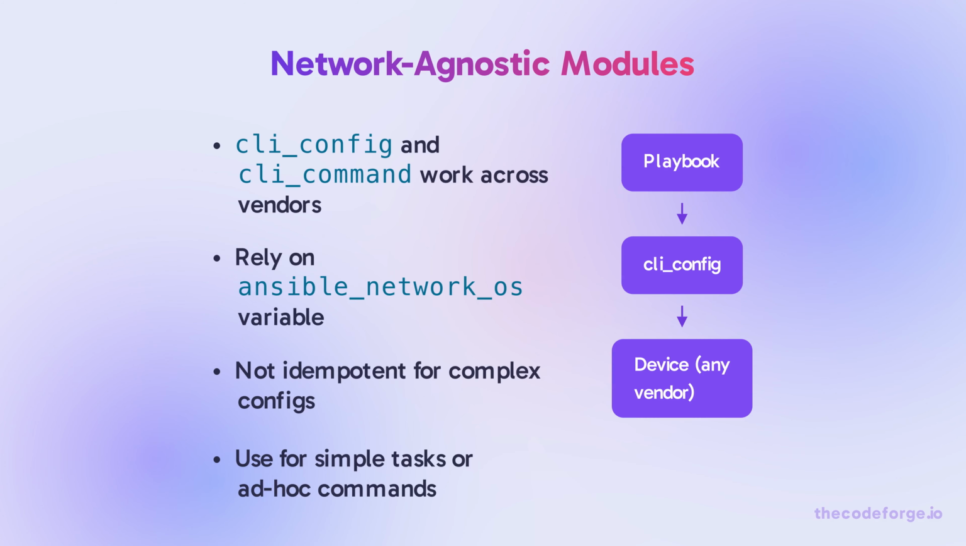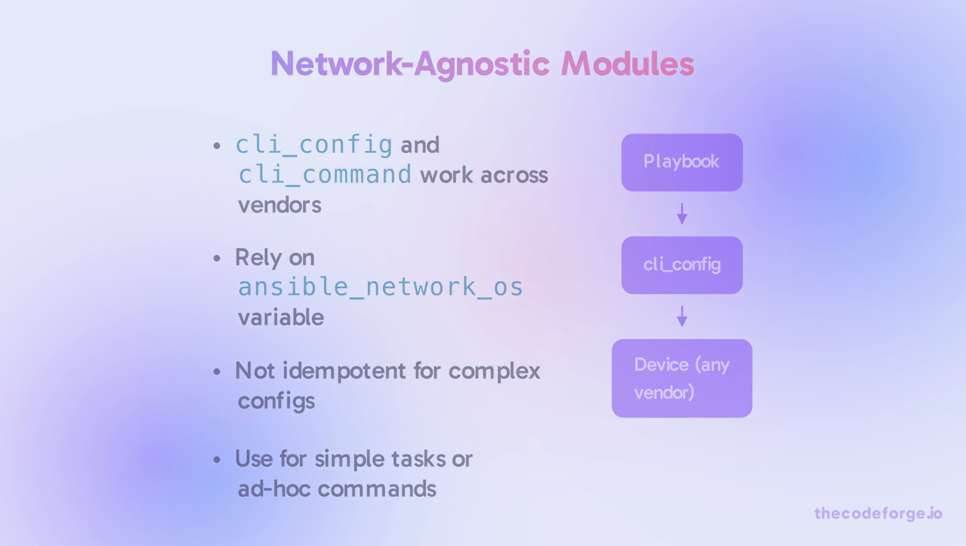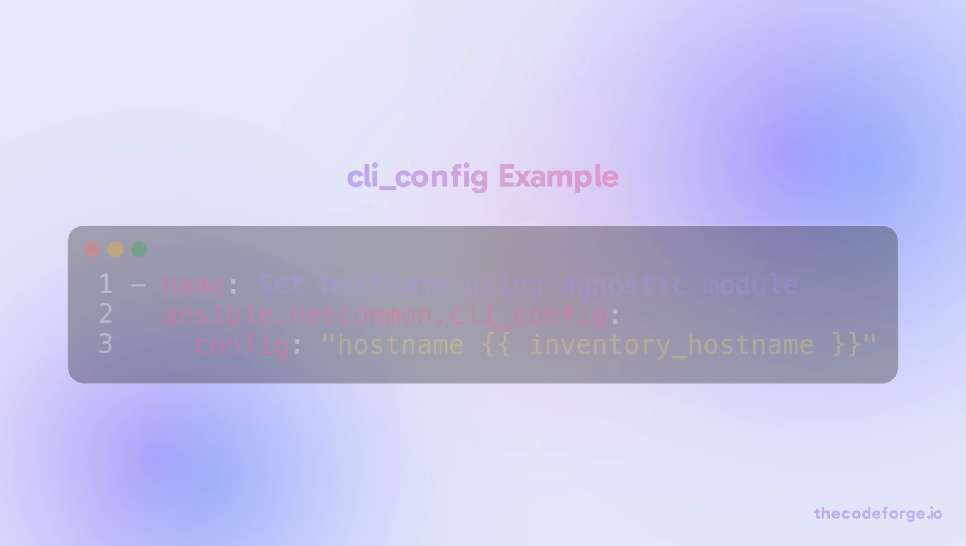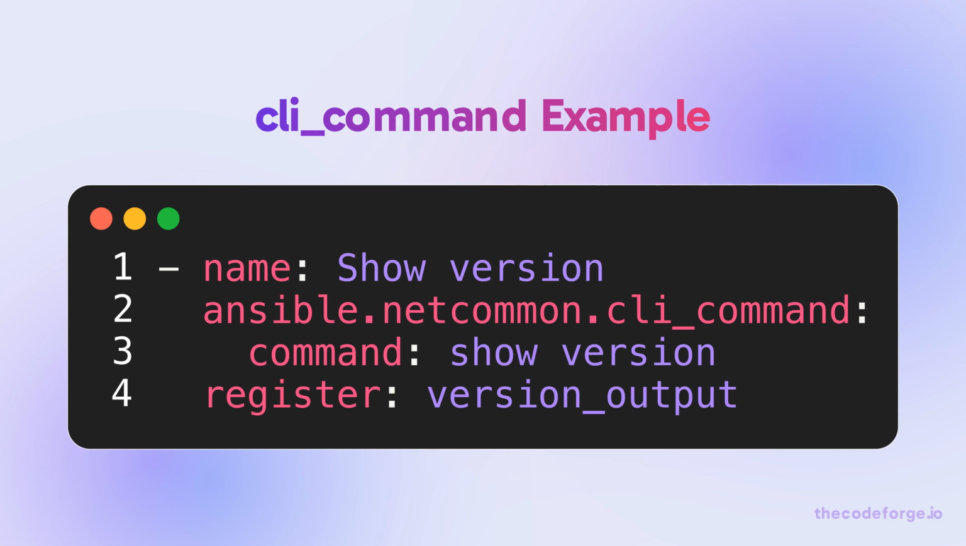For multi-vendor environments, Ansible provides network-agnostic modules, cli_config and cli_command. These rely on the ansible_network_os variable to determine the correct CLI syntax. This works on cisco.ios, Junos, EOS, and NXOS, as long as ansible_network_os is set correctly. cli_command is useful for read-only operations across vendors.